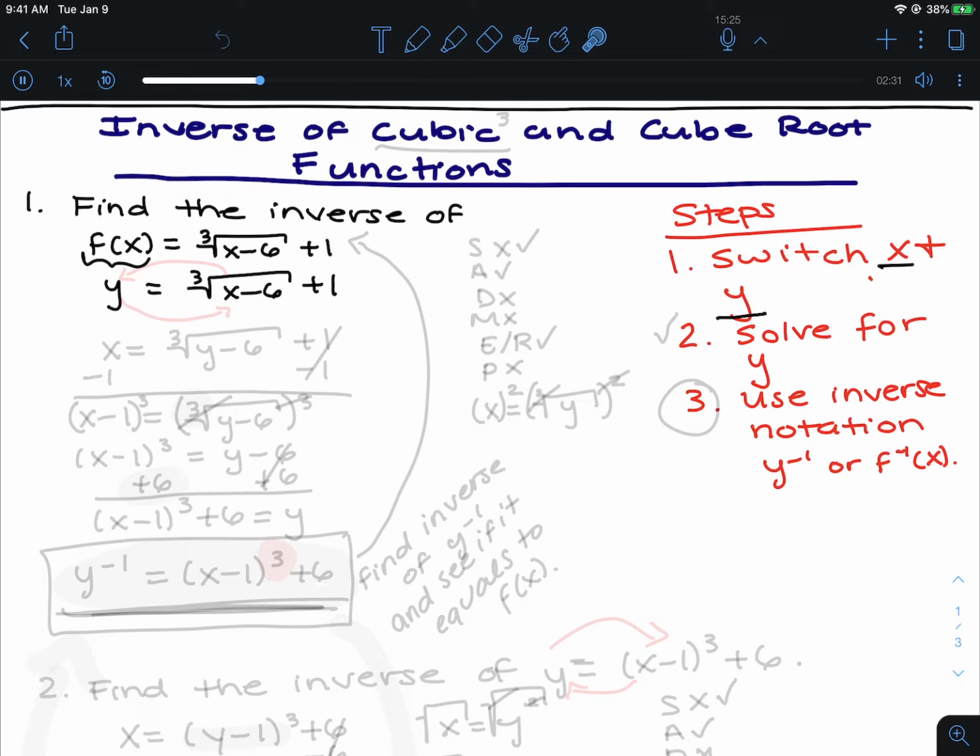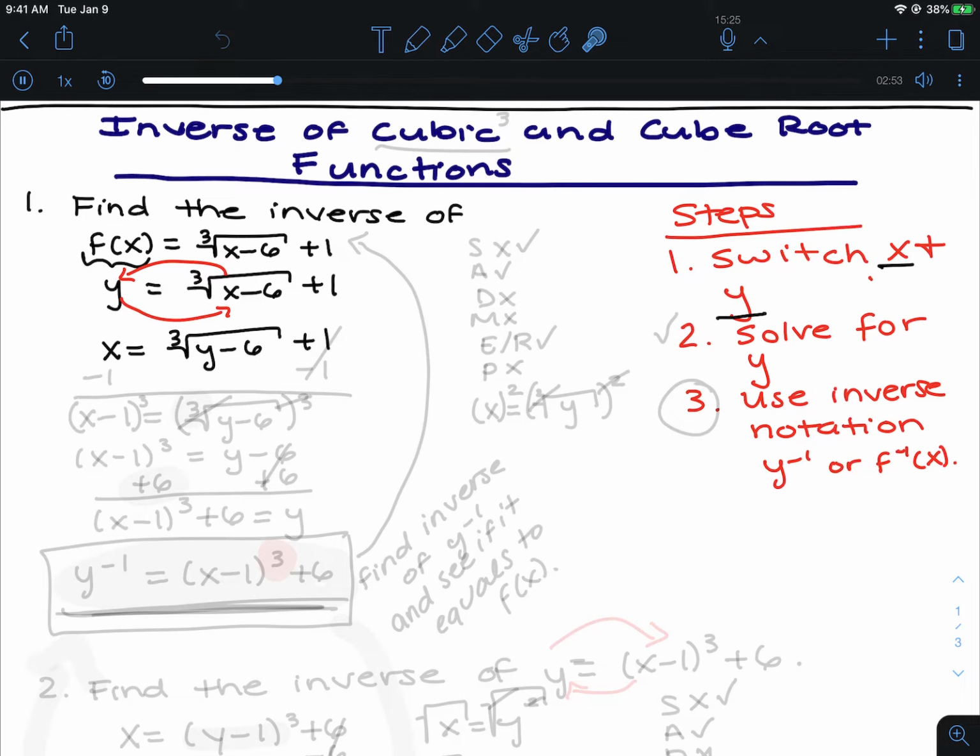Okay, now the first thing that we have to do is we have to switch these, right? So that means that this y value is going to go in for x, and then the x is going to replace the y. So if I do that and I switch them, I'm going to get x equals the cube root of y minus 6 plus 1.